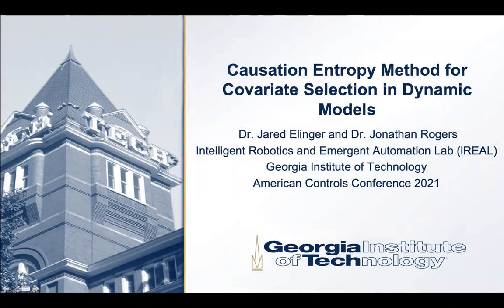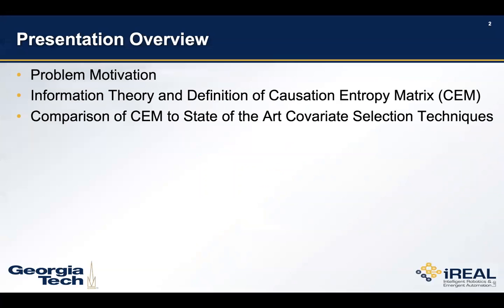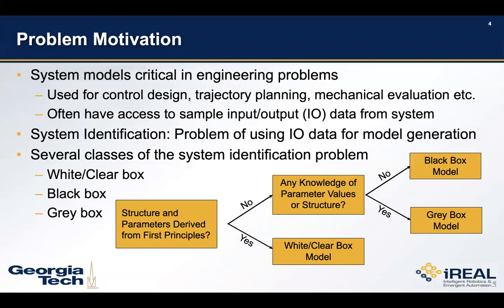Thank you for coming to my talk today on the causation entropy method for covariate selection in dynamic models. To give an overview of this presentation, I'll begin with the problem motivation. I'll then provide some background on information theory and provide the definition of the causation entropy matrix, or CEM. And then I will provide the results from this work, which is a comparison of the CEM with current state-of-the-art covariate selection techniques. To begin with some problem motivation, system models are critical in many engineering problems.